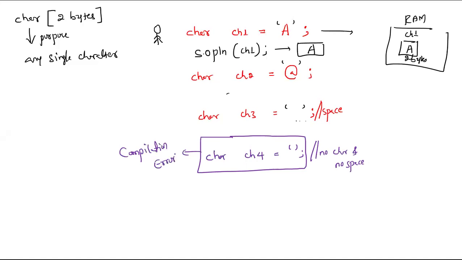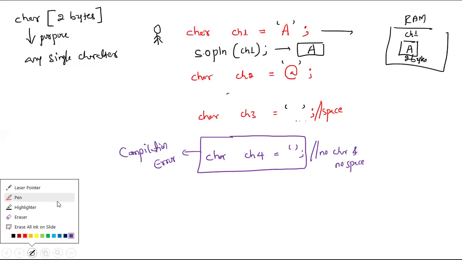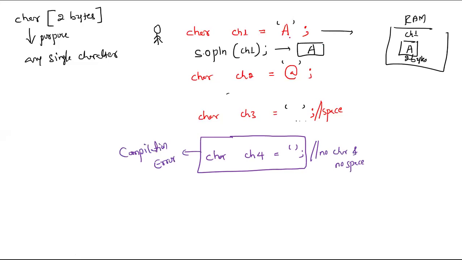Then on this character type, we may get one more cross question in interviews. Since we are storing how many characters by using this character type? Only a single character every time. Then why does it require 2 bytes? Is 1 byte not sufficient? Yeah, that is a cross question that we get.